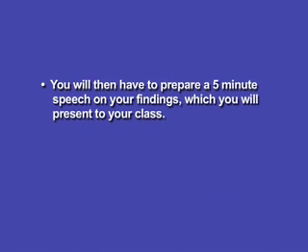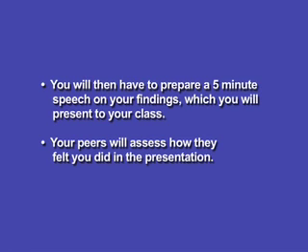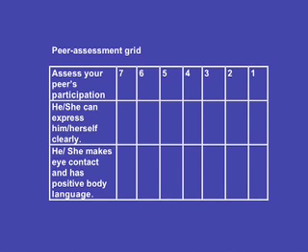You will then have to prepare a 5-minute speech on your findings, which you will present to your class. Your peers will assess how they felt you did in the interview using the following rubric. Have a look at the assessment grid on the screen, which indicates the criteria for your assessment. As you can see on the screen, you have a grid by which you will assess your peers' participation on a 7-point scale, 7 being the highest and 1 being the lowest.